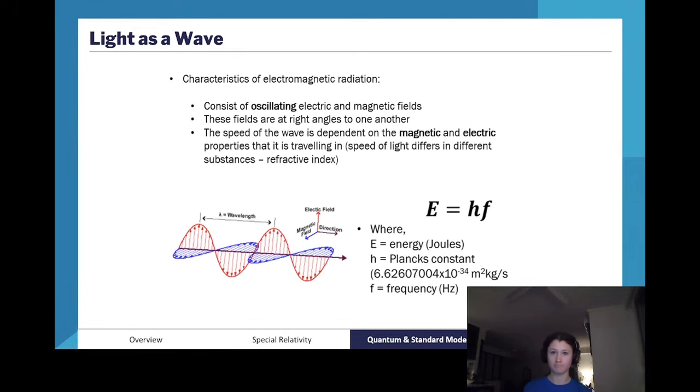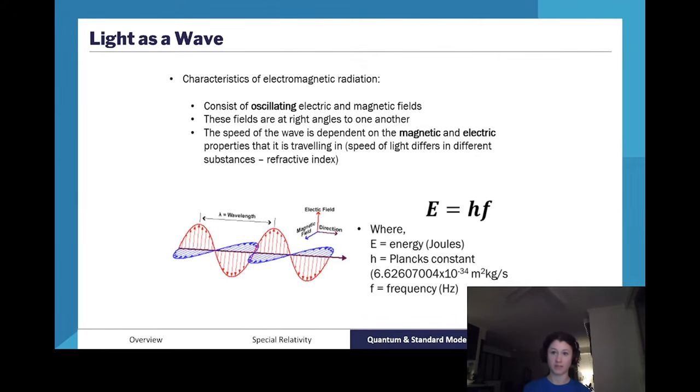So, the characteristics of electromagnetic radiation are that they consist of oscillating electric and magnetic fields. Oscillating means going back and forth, right? So we have electric and magnetic fields going back and forth. These two fields are at right angles to one another. And the speed of the wave is dependent on the magnetic and electric properties that it is traveling in.